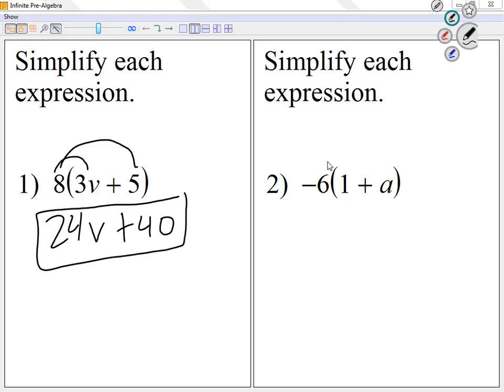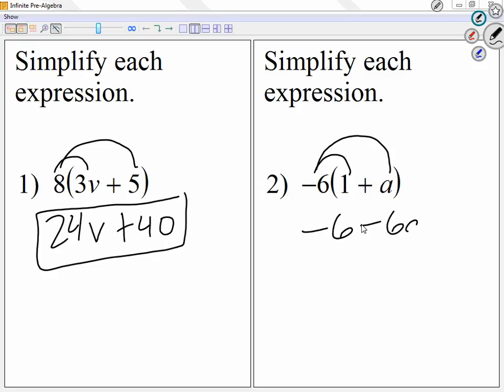Looking at question number 2, multiply the negative 6 to the 1, and you get negative 6. Multiply the negative 6 to the a, and you get negative 6a. At the end, one of them has a letter, the other one does not, so we cannot combine it.